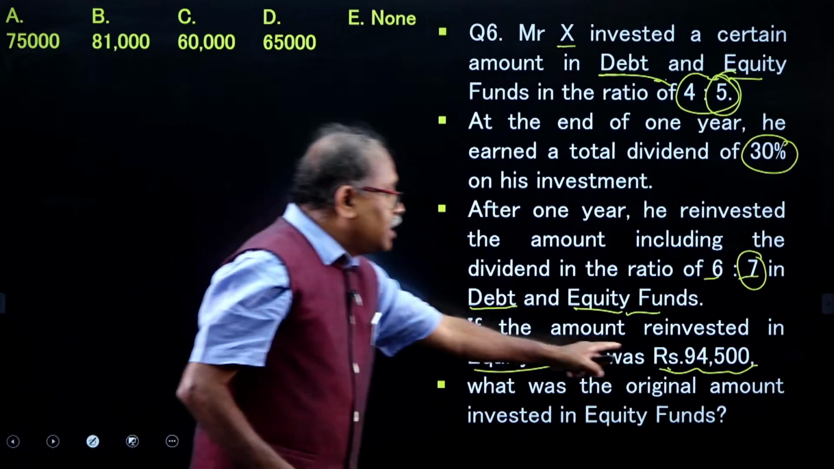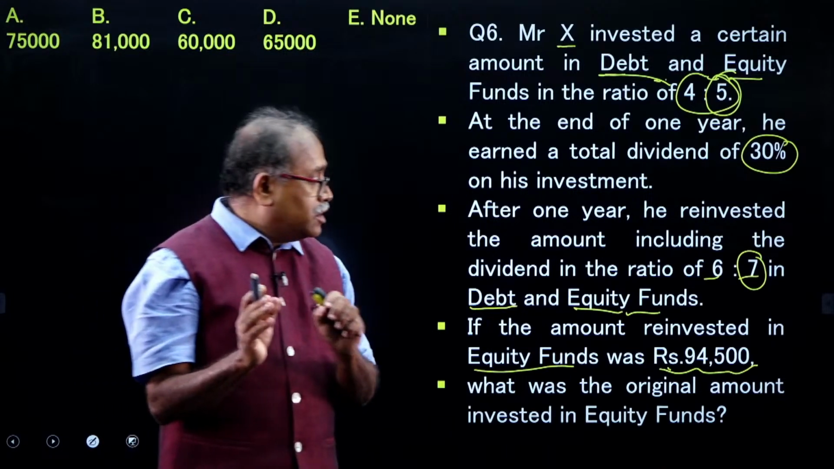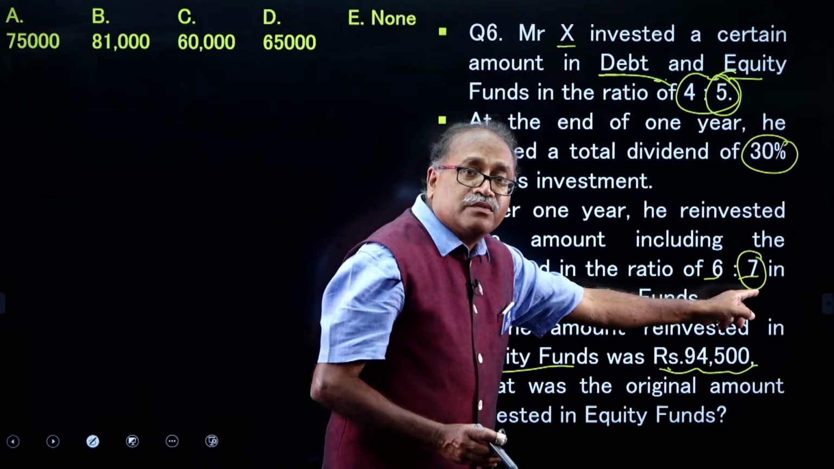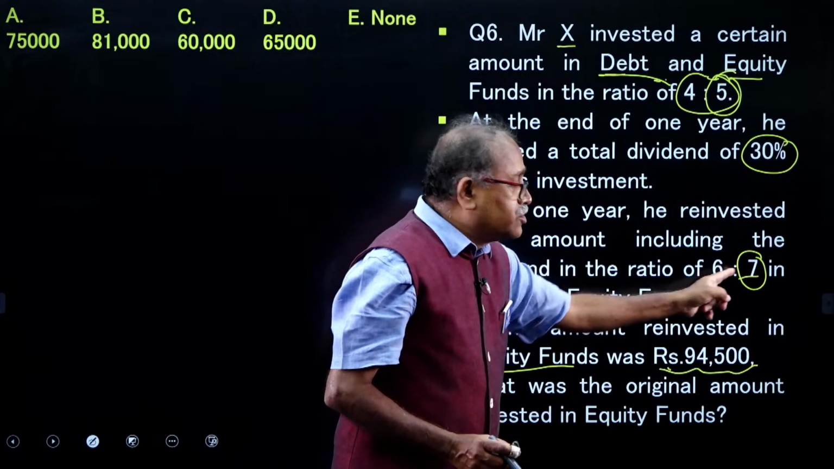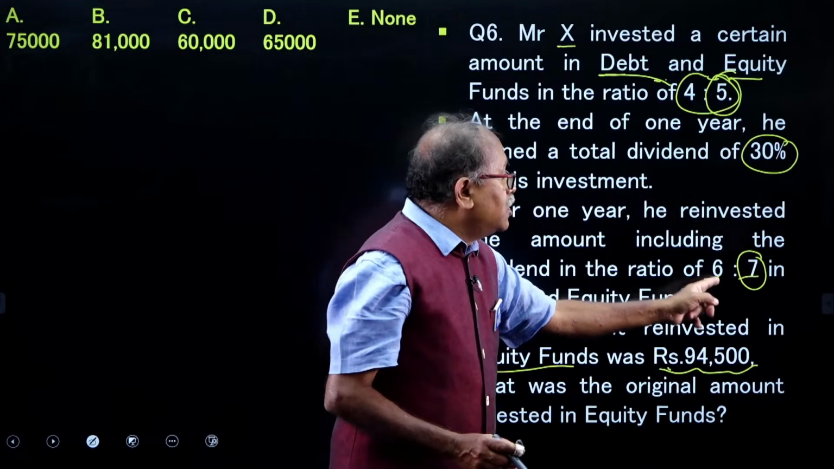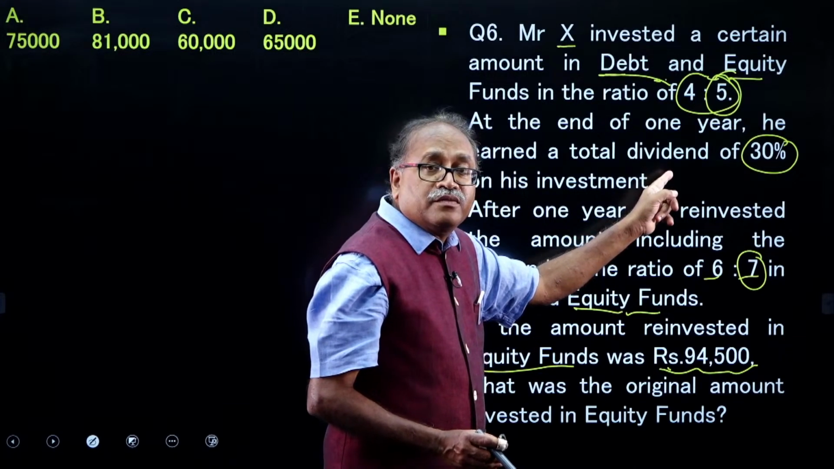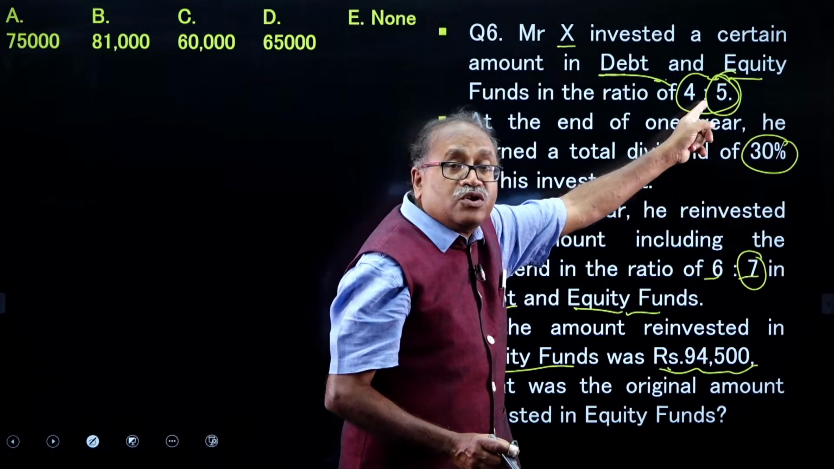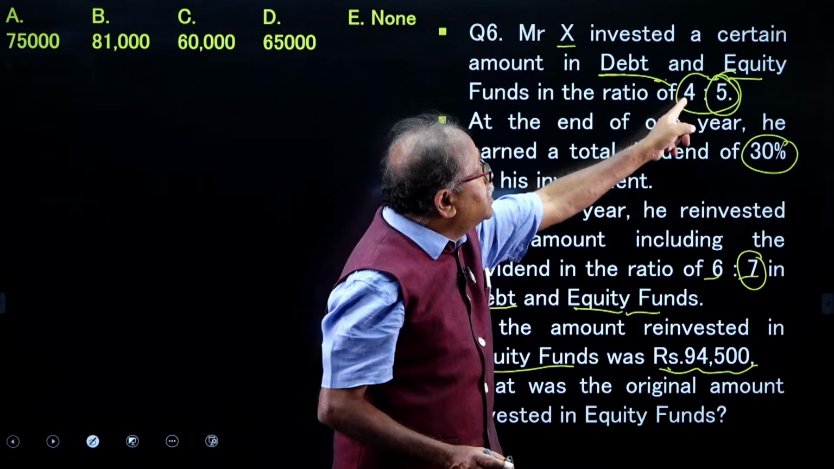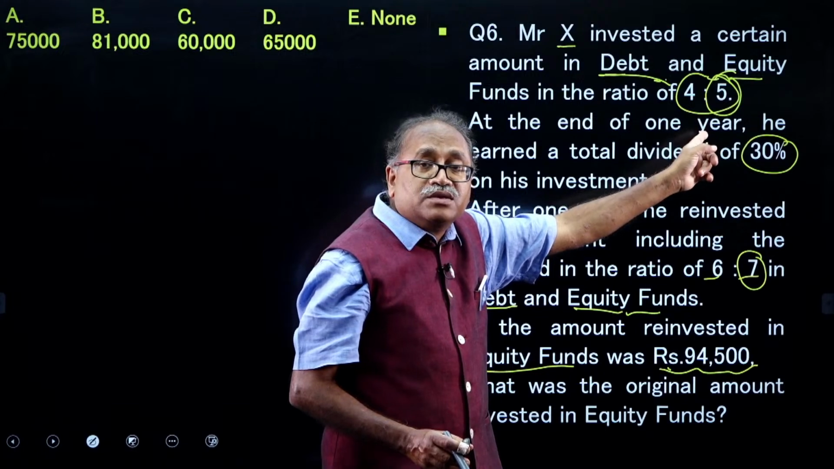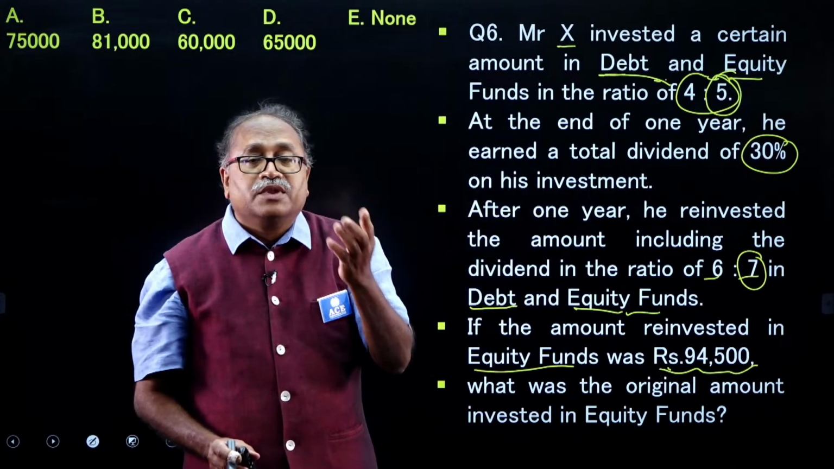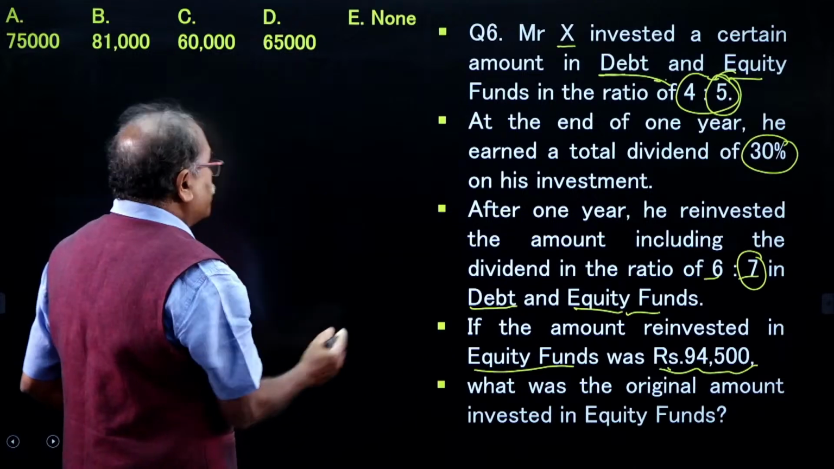Here we have 94,500, that is for the 7 part. From here I can find out the total 13 part. This 13 part, along with the dividend, is 130% of 9x. So, if this is 130% of 9x, we can find out the 9x. Once I get the 9x, from there I get the 5x. Let us see the calculation here.